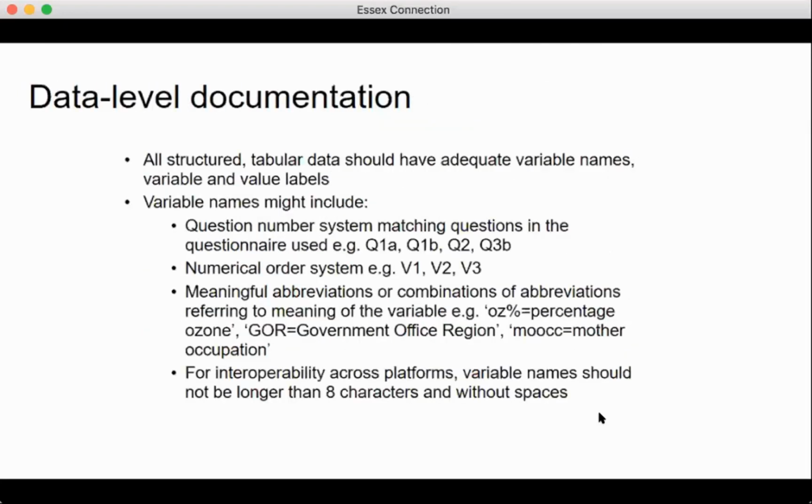Okay, so looking at data level documentation, all structured tabular data should have adequate variable names as well as variable labels and value labels. In terms of variable names, here are a few suggestions. Very important here is to ensure that they match question numbers in the questionnaire that you used. It's important to use meaningful abbreviations as well. And for interoperability across platforms, variable names should not exceed 8 characters.